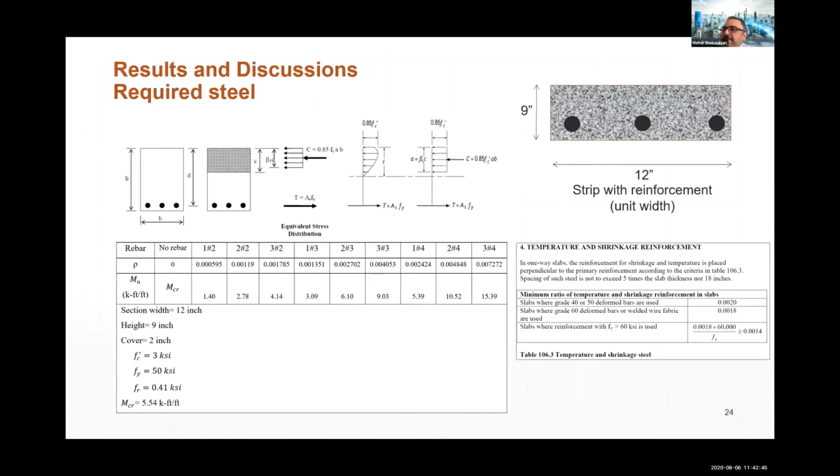Another thing was that for the shrinkage and temperature reinforcement, we found that, based on the ACI, even the minimum requirement for temperature and shrinkage reinforcement was not provided in the drawing that was based on the design. I mean, regardless of the construction and the quality of construction.